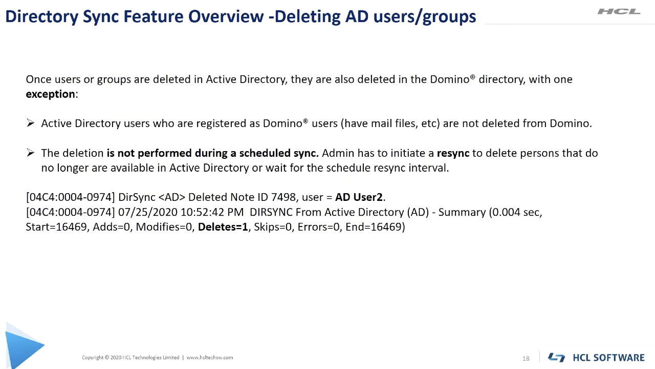Moving to the next slide. In this slide, we are going to discuss how deletion works when DIRSync is enabled. When users or groups are deleted from Active Directory, they are also deleted in the Domino directory when a full resync is done, but with one exception. The exception is that Active Directory users who are registered as Domino users having a mail file are not deleted from the Domino directory. Another important point to note here: the deletion is not performed during the scheduled sync. This will only work when the resync process starts.